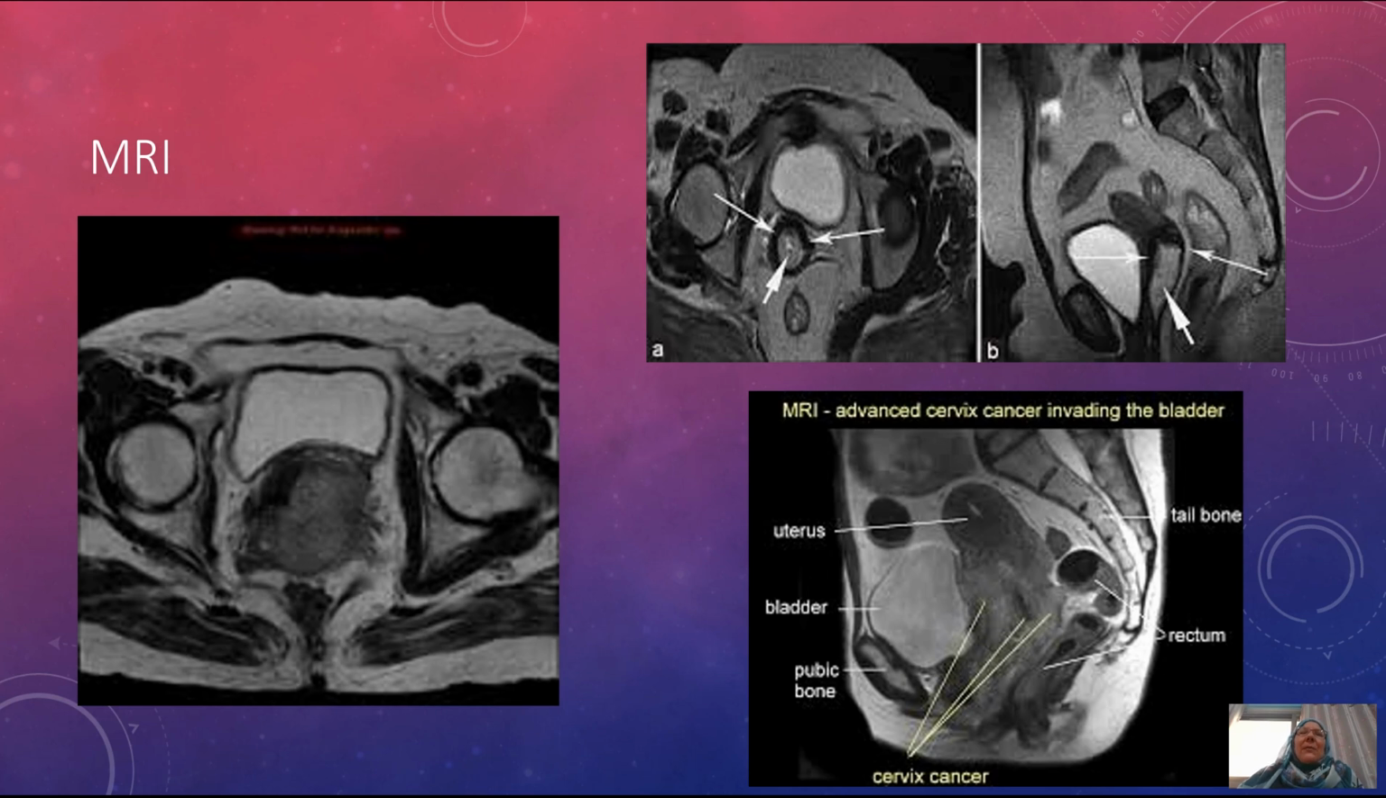Here are several MRI pictures. The pictures labeled A and B show the same tumor, which is relatively small and contained, whereas the picture below those two pictures shows a sagittal view of an advanced cancer, where you can see it's breaching into the bladder mucosa and also into the rectal mucosa, and the same tumor is seen in a cross-sectional study on the left, and again you can see the breach into the parametrial tissues.